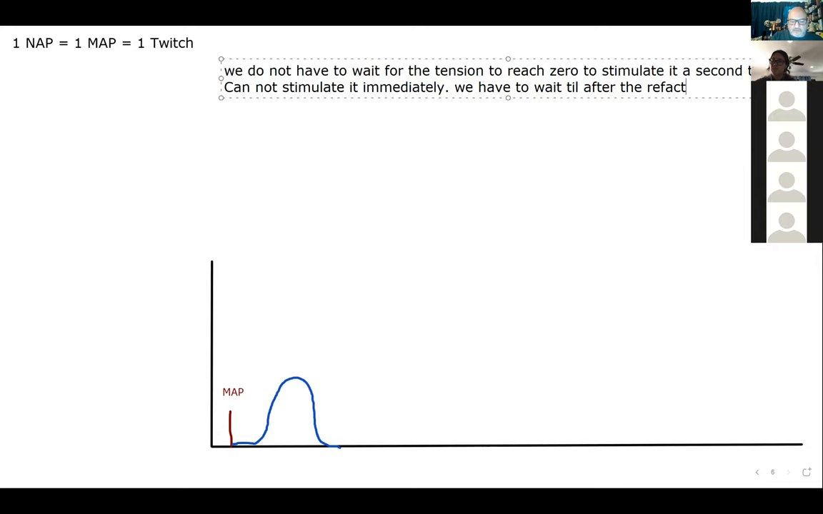But how long did we say that refractory period was? Like 5 milliseconds. Yeah, it's 1 to 5 milliseconds. So notice if we were to draw that here on our twitch, it's barely starting to produce tension at that point. So that is our refractory period, this brief period of time right here. So notice if we stimulate this muscle cell a second time after the refractory period, but before the tension reaches zero, at this point, we generate another muscle action potential.